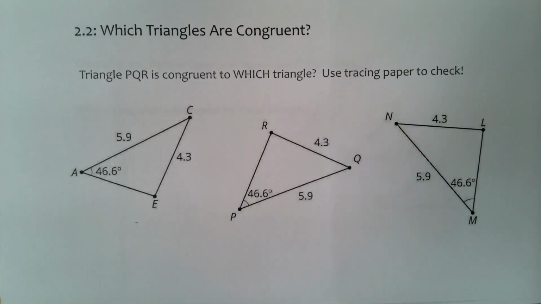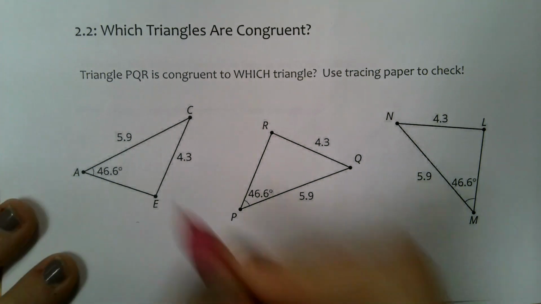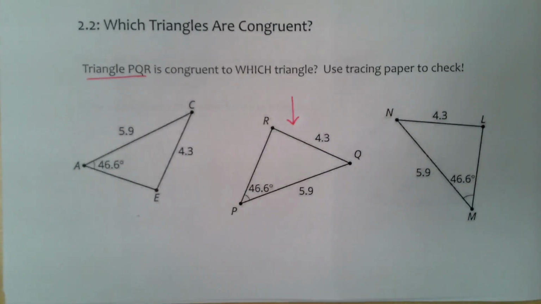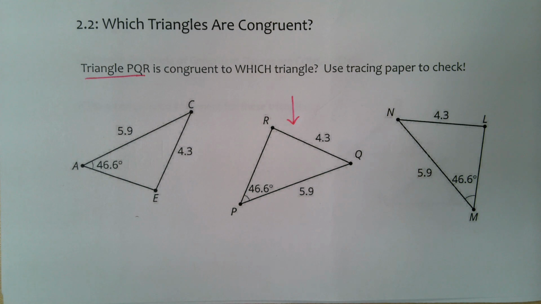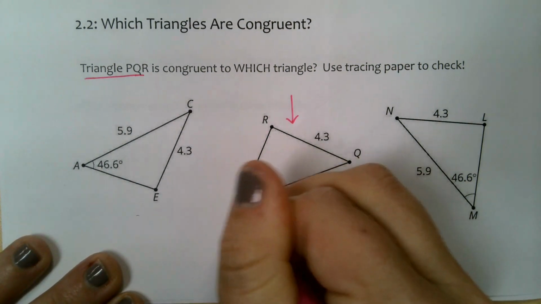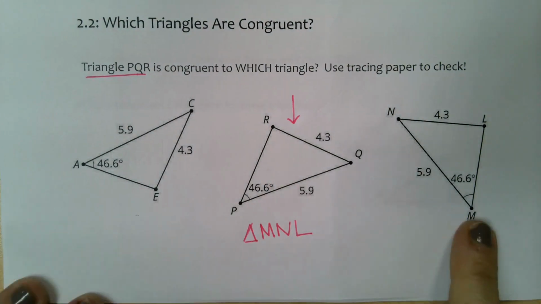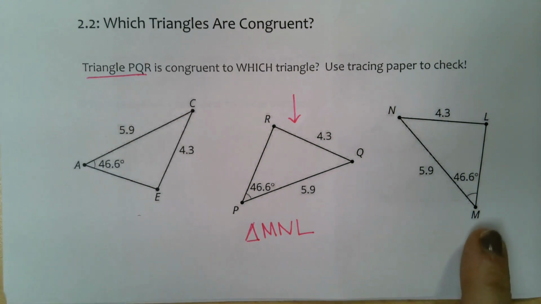It says triangle PQR is congruent to which triangle? And you can use tracing paper to check. So remember, we are starting with triangle PQR. That's this one. And which triangle is it going to be congruent to? All right. So you should have said triangle MNL. It's going to be this triangle over here. Okay, so triangle MNL. And if you had used your patty paper, you would have seen that that was in the correct place and everything like that. Okay. All right.